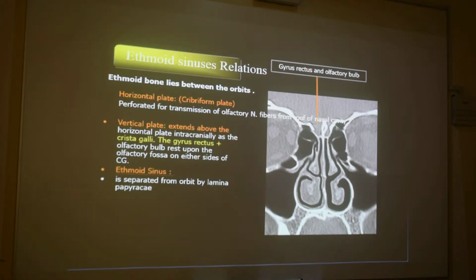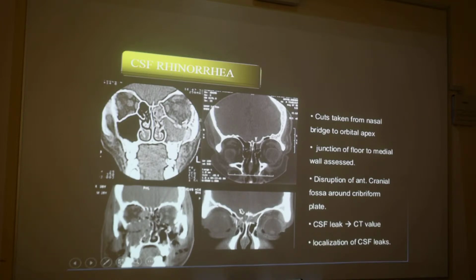So the CSF leaks into the nasal cavity through fractures of this part or deficient bone in this part. This is just to show you how it looks. Now if you look at this part, there is a fracture here, and the CSF starts pouring into the nasal cavity. There is another fracture here. Sometimes it's so small that you need a CT scan with thin cuts of the area to focus on these small bony defects in the cribriform plate.